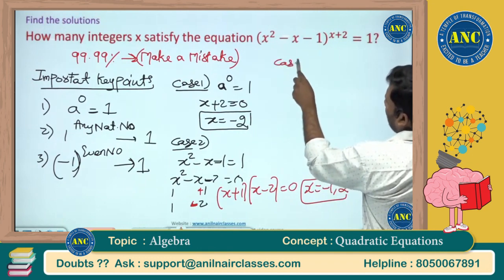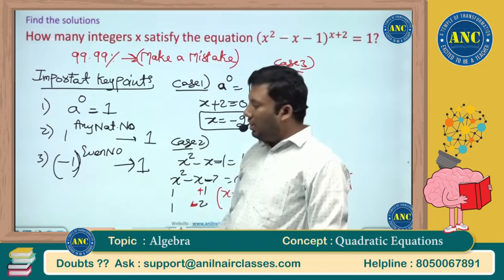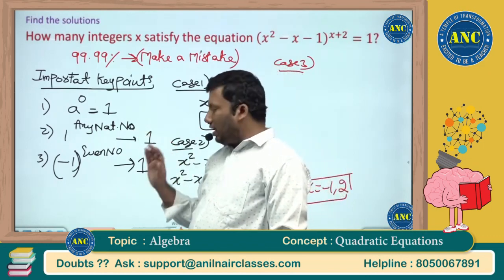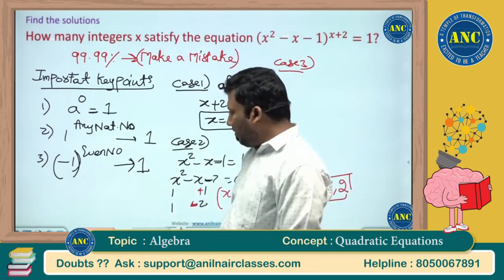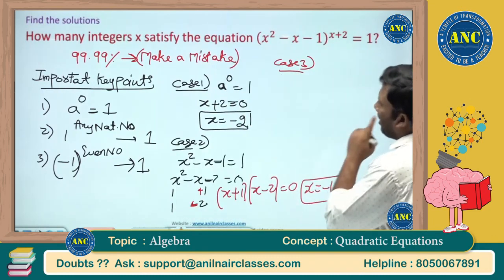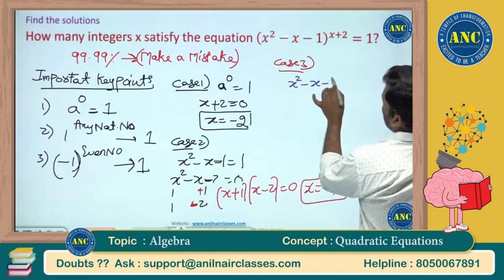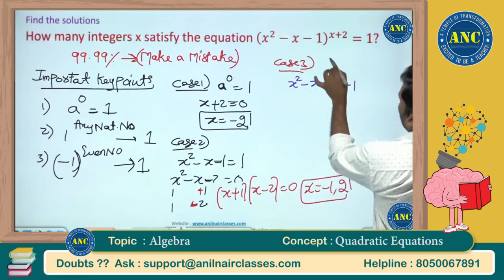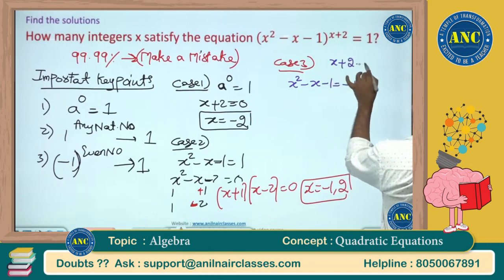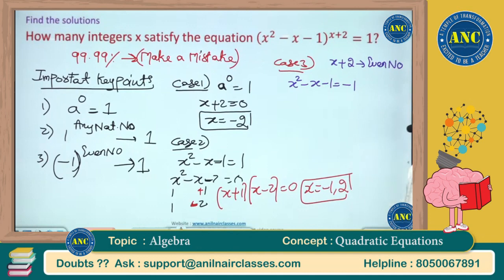What is case number 3? Three cases we have to take. Anything power 0 is 1. 1 power any natural number is 1. Minus 1 power an even number is 1. Case number 3: x² − x − 1 should be minus 1 and x + 2 should result in an even number.